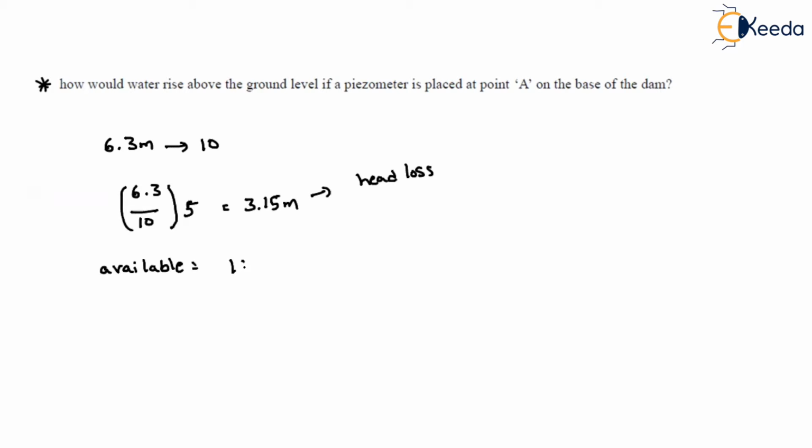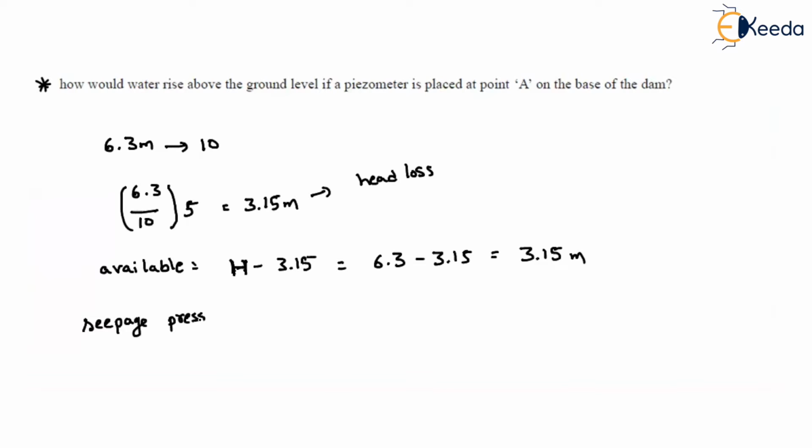What is the total head? H minus the head loss, 3.15. The total head is nothing but the difference in the water level. What is the difference in the water level? 6.3 minus head loss 3.15. That is again 3.15 meter, isn't it? So if I keep a piezometer there, my water level will rise up to 3.15 meter. In the same question, suppose I ask, what will be my seepage pressure.